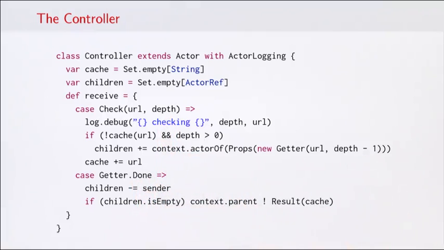And at some point, it will be finished, and then it will send a Getter Done. At this point, we remove it from the children set. And once no getter is running anymore, we know that the whole process is finished. So we tell our parent the result. The result is just the set of links which we have encountered here.